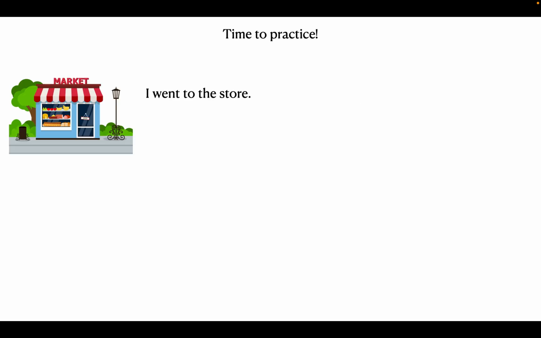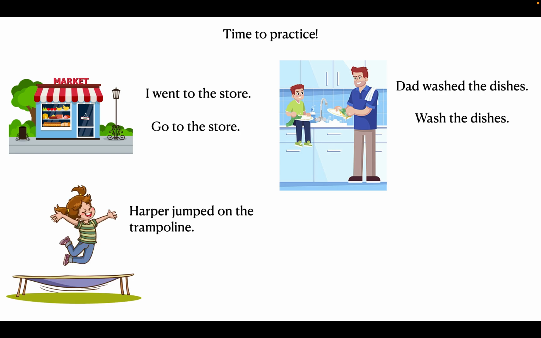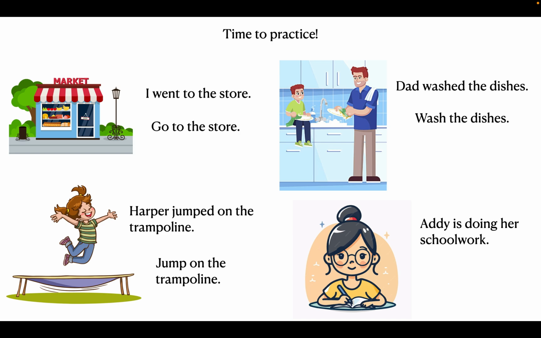Okay, so time to practice. We're going to change declarative sentences into imperative sentences. So instead of saying I went to the store, I could say go to the store. Dad washed the dishes. How could we make that imperative? That's right, wash the dishes. Harper jumped on the trampoline. Jump on the trampoline. Addie is doing her schoolwork. Do your schoolwork.